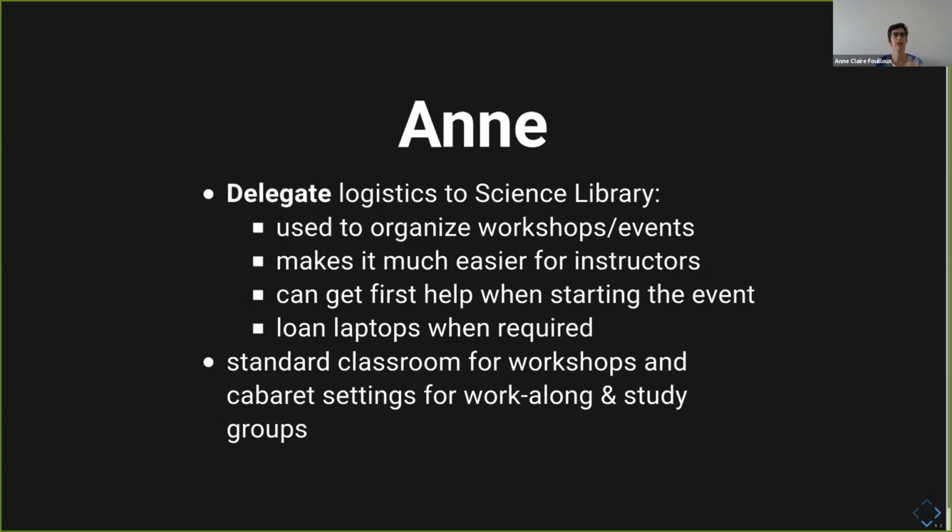So we use a standard classroom for workshops, so very classical, with tables in row. And for work along and study group, we use cabaret settings for having more collaboration and discussion, and it worked very well so far.